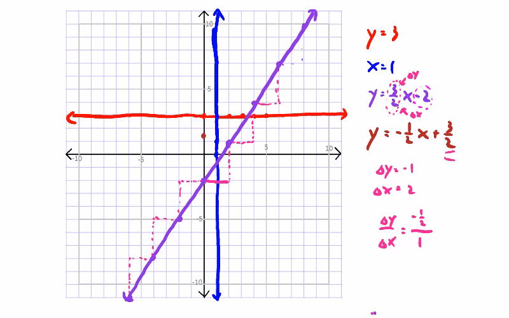So every time x goes up by 1, let me change colors here. Every time x goes up by 1, y can go down just a half. X goes up by 1, y goes down a half. X goes up by 1, y goes down a half. 1.5, 1, 1/2, and so on. And in the backwards direction, every time x goes down by 1, y goes up 1/2. 1/2, 1, 1.5, and so on.